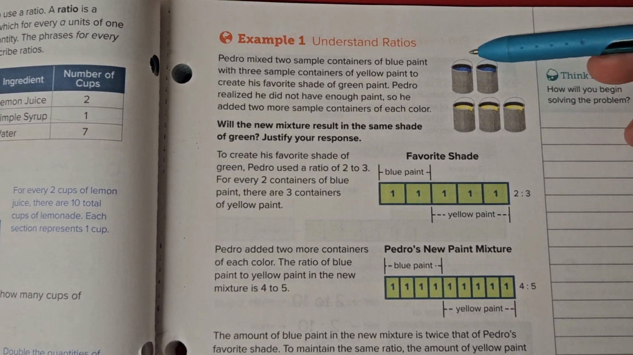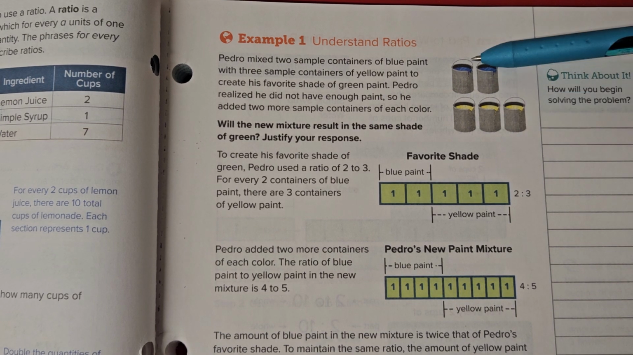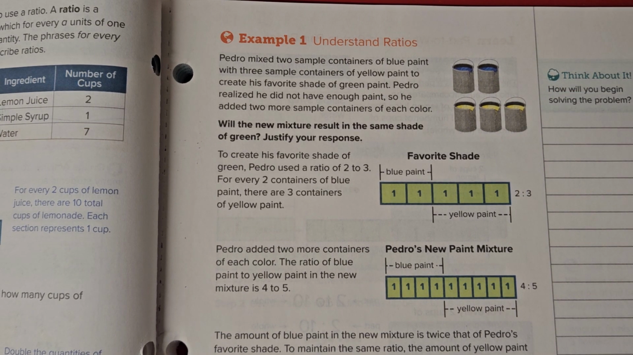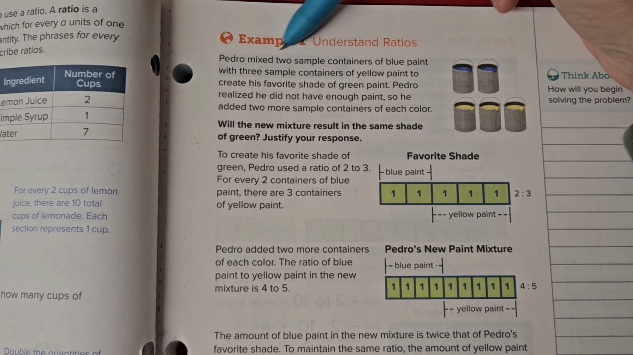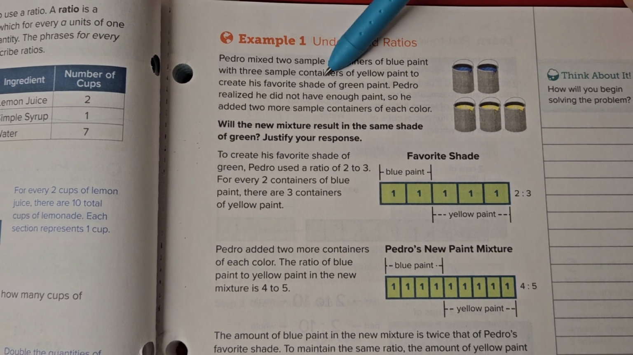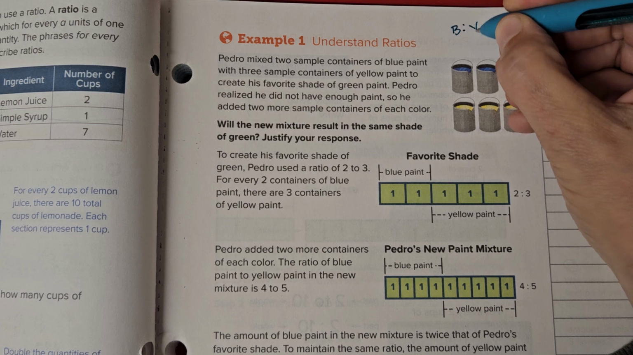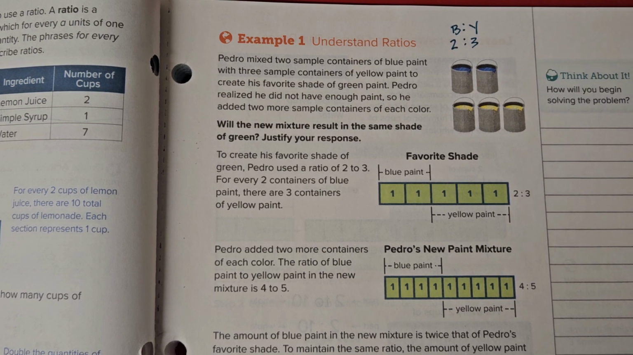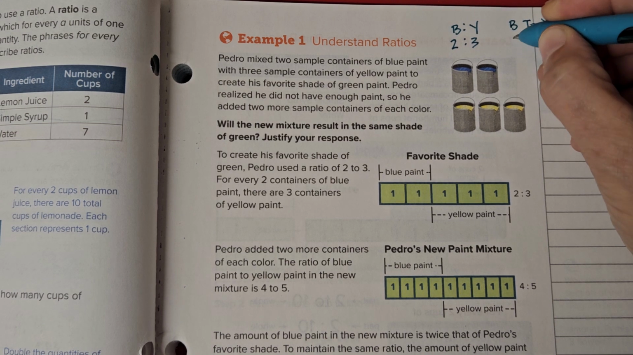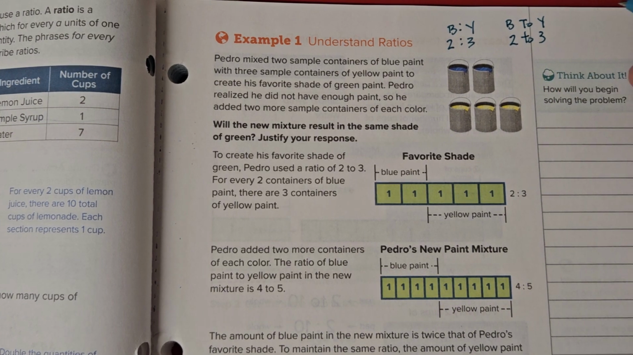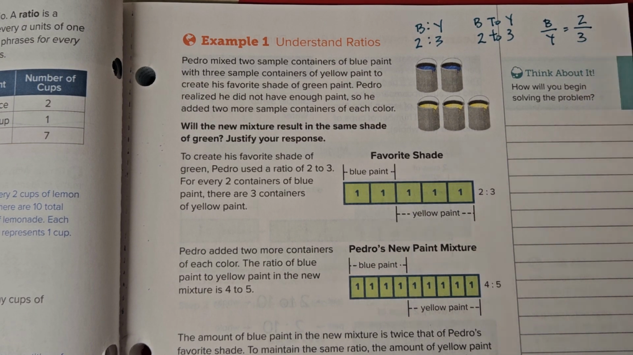And a lot of examples we'll deal with ratios have to do with paint because you can mix them to make different shades. But also we do a lot of ratio things with cooking. So recipes are a great way to understand ratios. So in this example, Pedro mixed 2 sample containers of blue paint with 3 sample containers of yellow paint. So if we were going to write that as a ratio, blue to yellow would be 2 to 3.